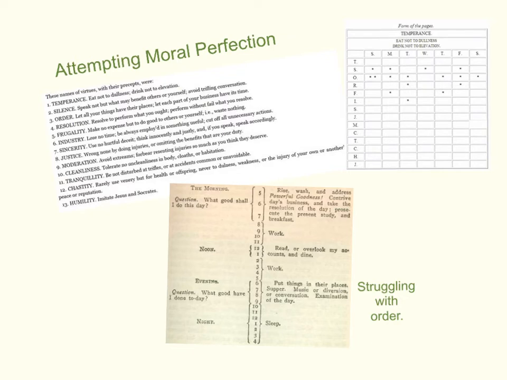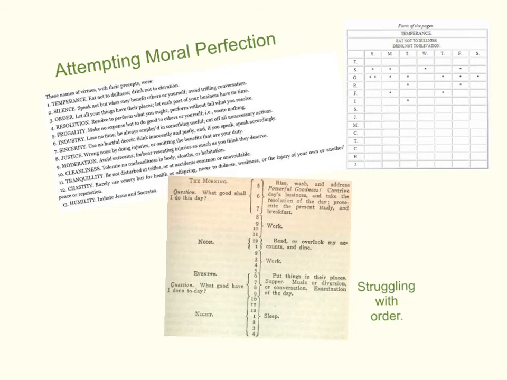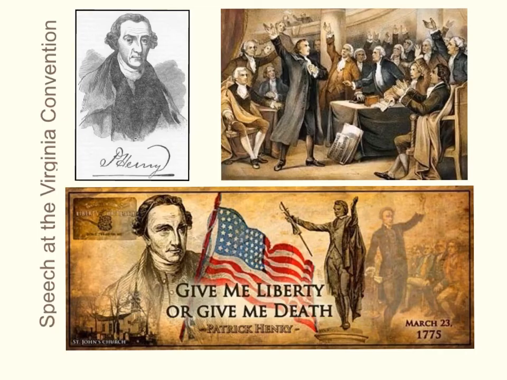But he found in the long run that he was not able to become a perfect person. And the thing with which he had the most trouble, the vice with which he had the most trouble, was order. And if you look at his list there of how he spends his day, it might give you an example of why. He had a very strict idea of how maybe he should spend his day, but most of us know that is not ever possible.